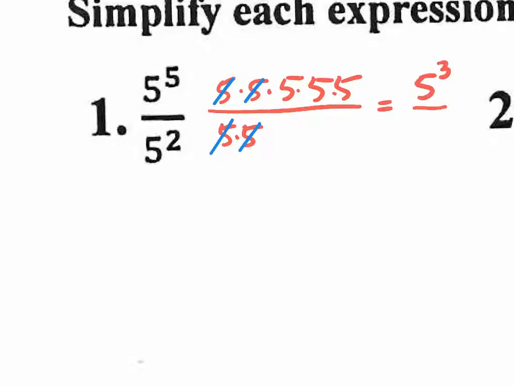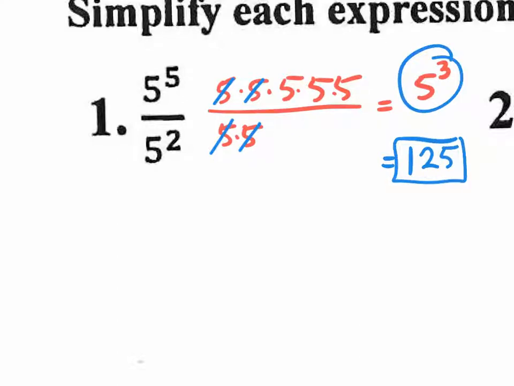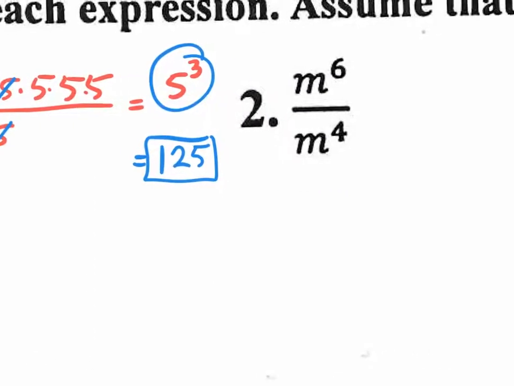And it's pointless to put it over 1. Since there's nothing left on the bottom, you could put it over 1, but that's kind of pointless because anything divided by 1 is itself, right? So 5 to the third is the answer. In the back, on your solutions, they might write it like that, but they probably expanded 5 to the third. 5 times 5 is 25, and 25 times 5 is, final answer, 125. Technically either answer is acceptable. If you could do it, you might as well do it.